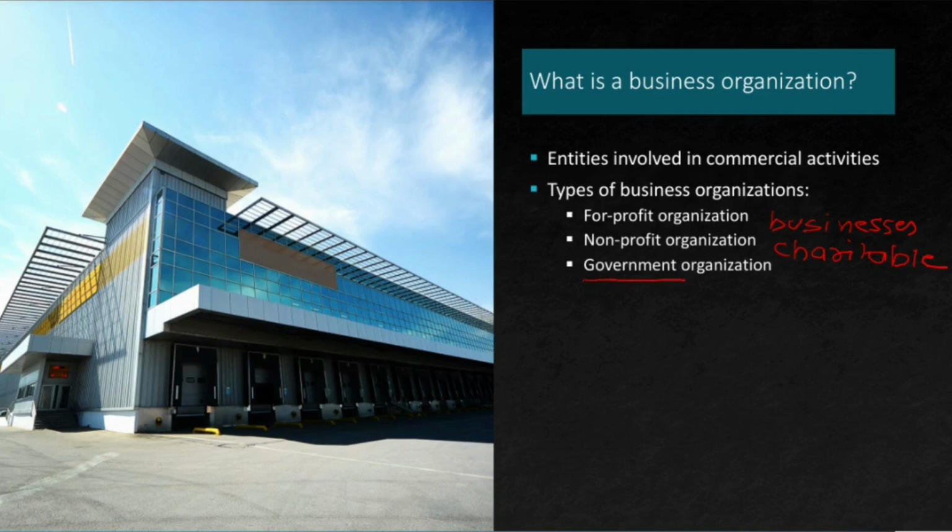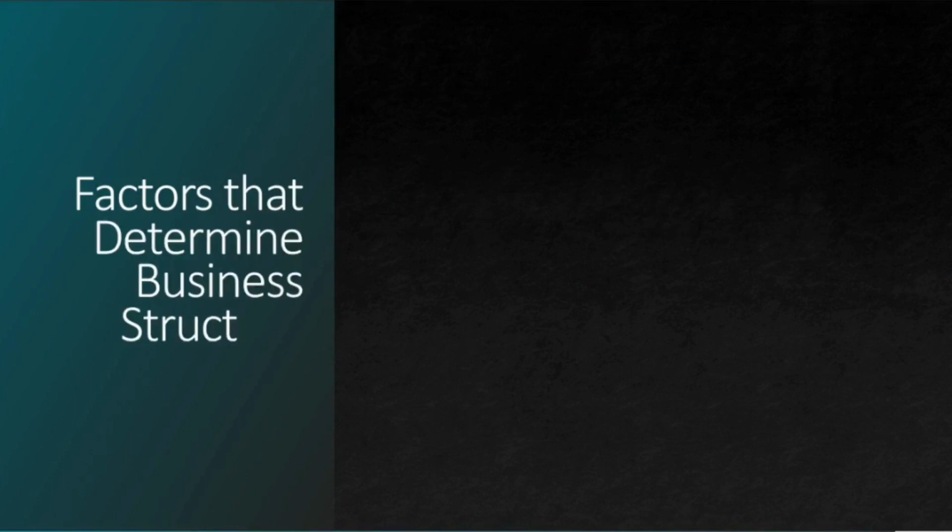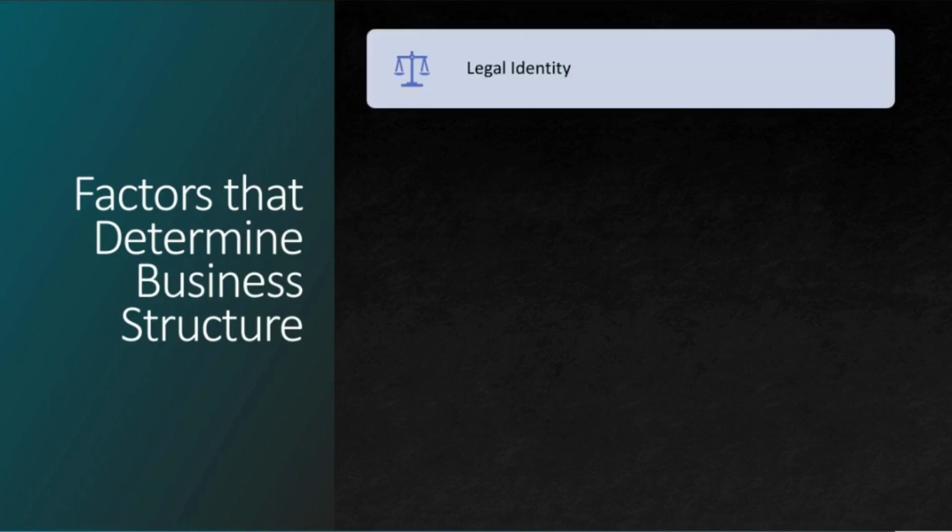Now moving on to the next question. What are the factors that determine business structures? So there are different attributes that define a business structure, like legal identity. Different business structures have different legal identities. Most businesses have a legal identity separate from their owner. Say for example, a company, which in the eye of law is not the same as its owners. It is a separate entity altogether with its own rights and responsibilities.